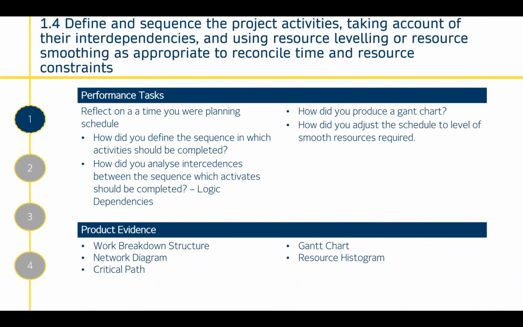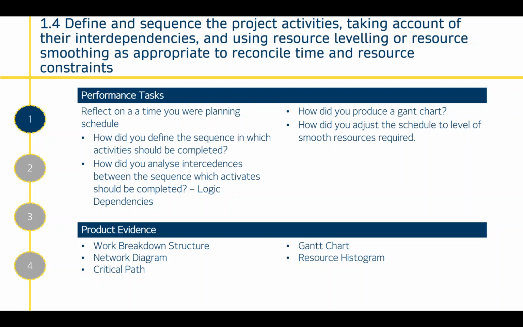1.4, define and sequence the project activities, taking account of their interdependencies and using resource leveling or resource smoothing as appropriate to reconcile time and resource constraints. This is now you taking your work activities, you've estimated how long they're going to take, and you're actually putting it together into a network diagram. So this is the point where you're going from work breakdown structure to network diagram, and you're putting them into a correct sequence. You know their interdependencies, so you know the order they're going to be put into, and you're just putting them into that correct order and documenting it.